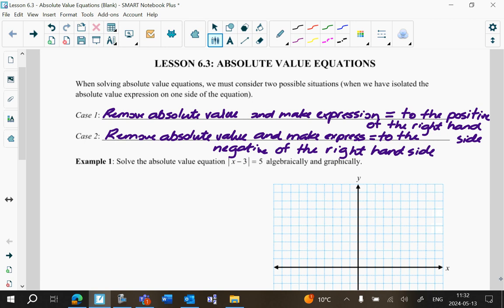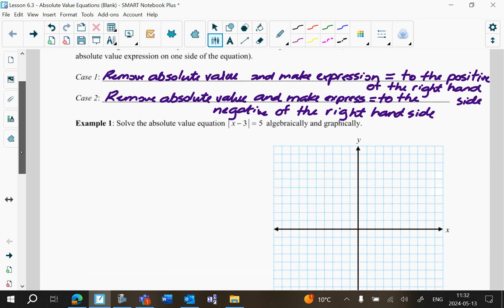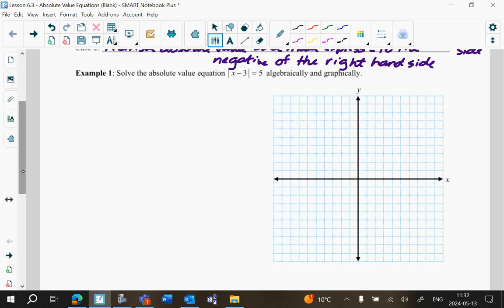However, with absolute value, just like when we solved radical equations, okay, you have to check your solutions, because sometimes the solutions you get won't work if you plug it back into the original, like what happened with radical equations sometimes. Okay, let's look at just a couple of examples.